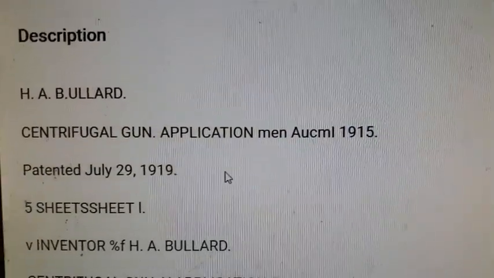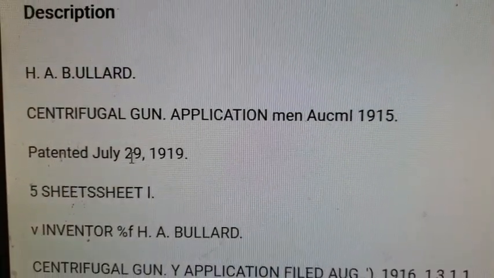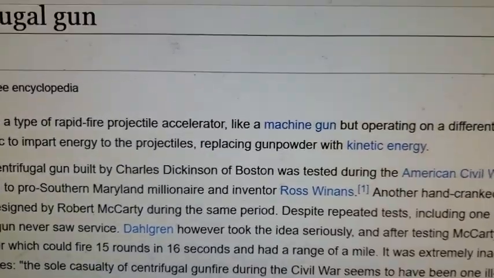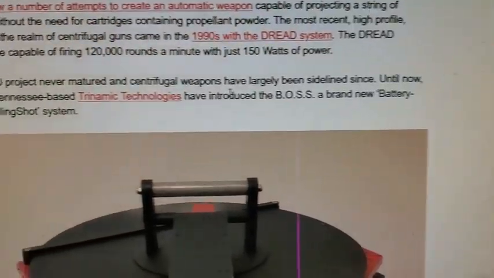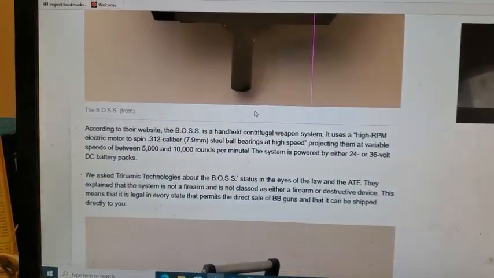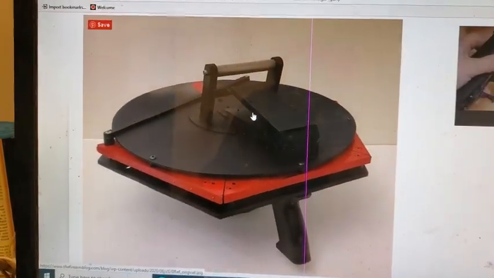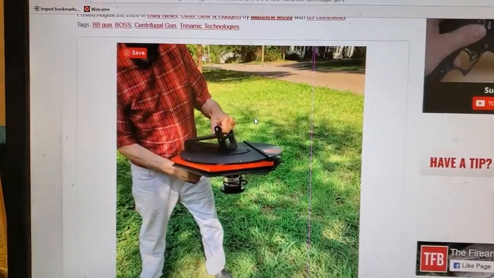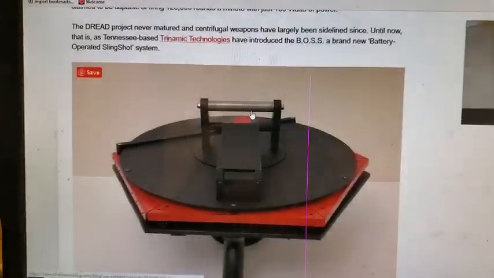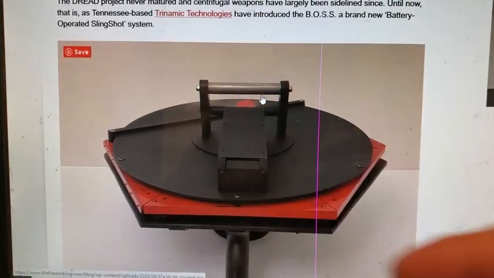this was like 1919, yes, July of 1919. And this was the first centrifugal gun. That's going back to Wikipedia. So there was that one, and then there's this one, and I guess this is like to shoot squirrels. But I don't think it really took off because you can't find anything about it now, even though this was just like 2-3 years ago.